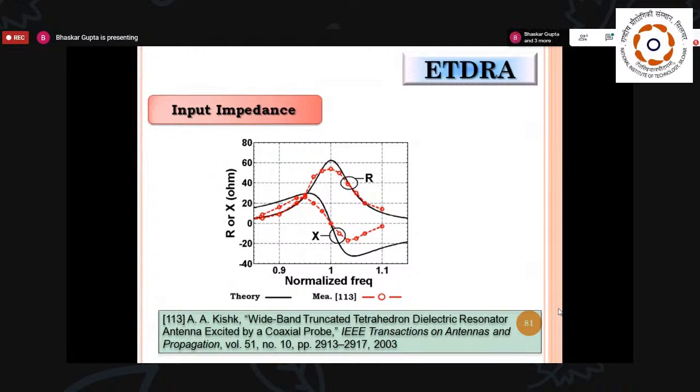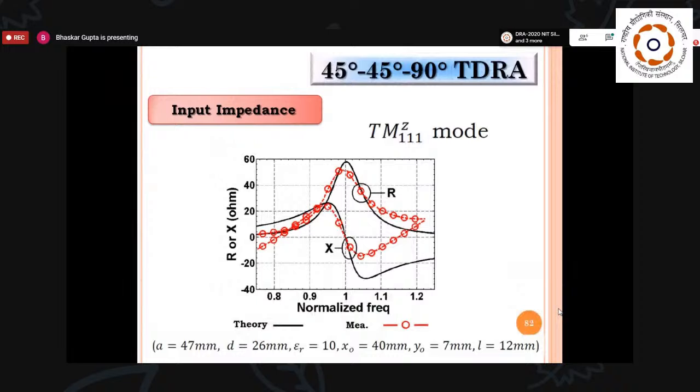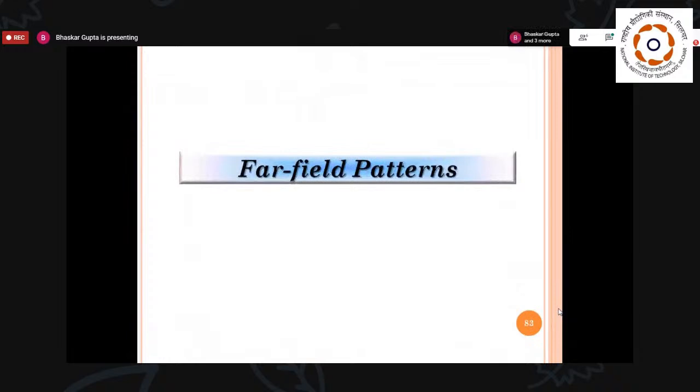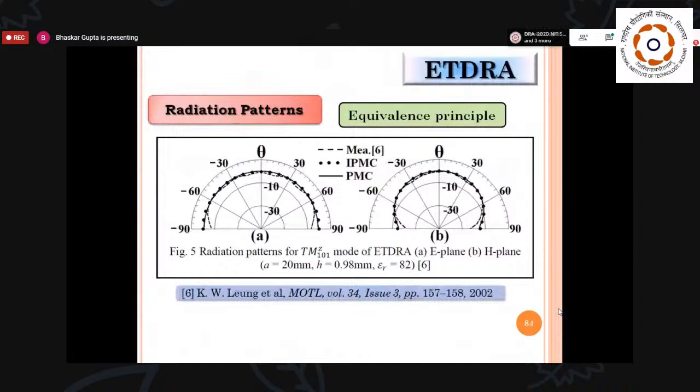And more interestingly, if you consider the resonance to be the zero crossing for X, that's almost now at the same position as the maximum for R, and different for different modes. And also we could again compute the far field patterns following the equivalence principle, the same technique as before.